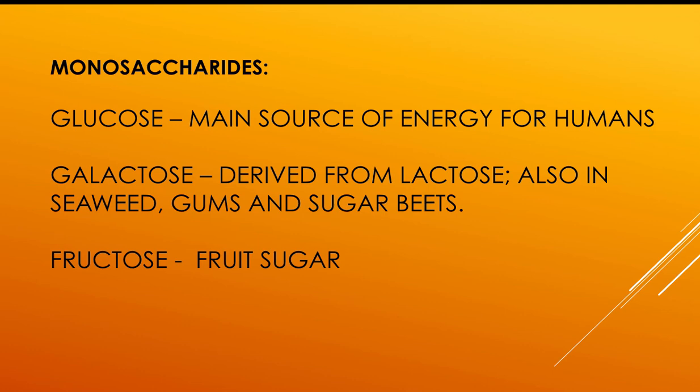Monosaccharides, including glucose, galactose, and fructose. Glucose is the main source of energy for humans. Glucose is what we refer to when we talk about blood sugar. Galactose is derived from lactose, also in seaweed, gums, and sugar beets. And fructose is the sugar found in most fruits.